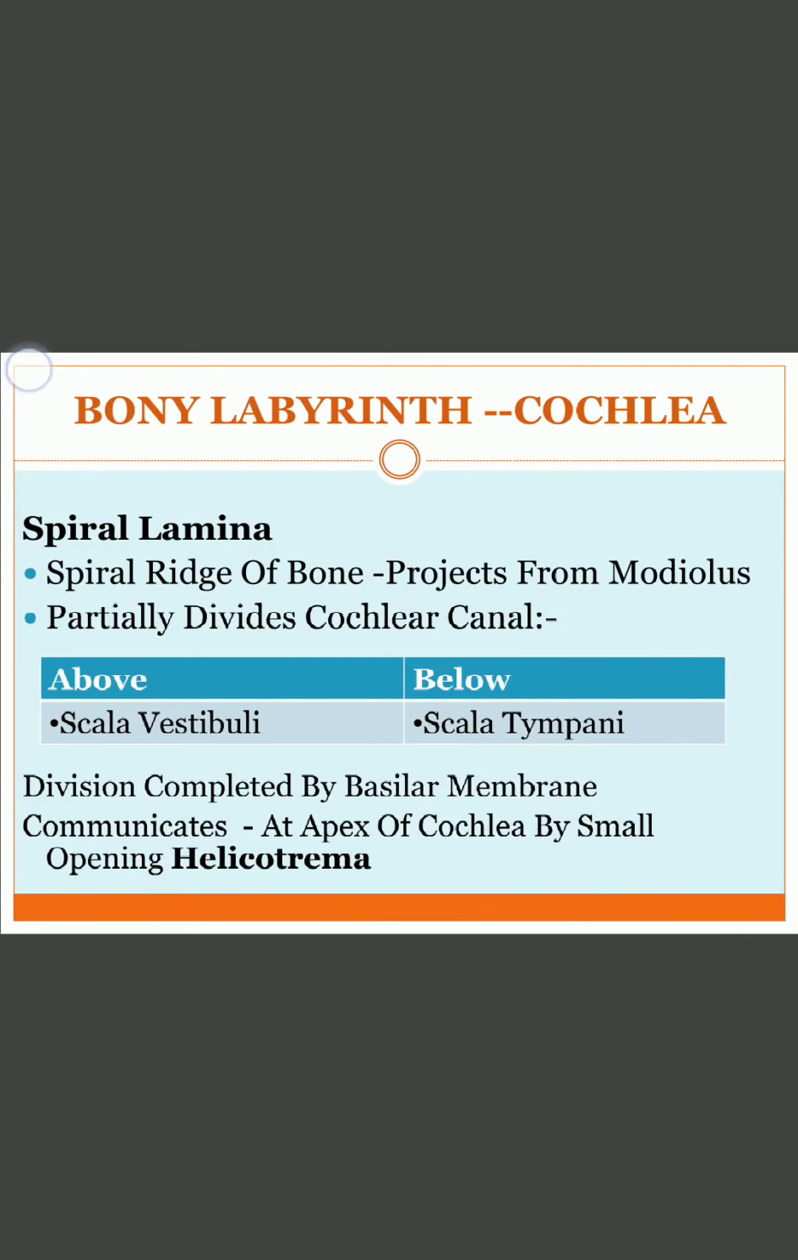The modulus has a spiral lamina, which is a spiral ridge of bone. It projects from the modulus and it partially divides the cochlear canal into an upper part and a lower part. The upper part is the scala vestibuli and the lower part is the scala tympani. The divisions are completed by basilar membrane, and the scala vestibuli and the scala tympani communicate at the apex of cochlea by a small opening which is helicotrema.